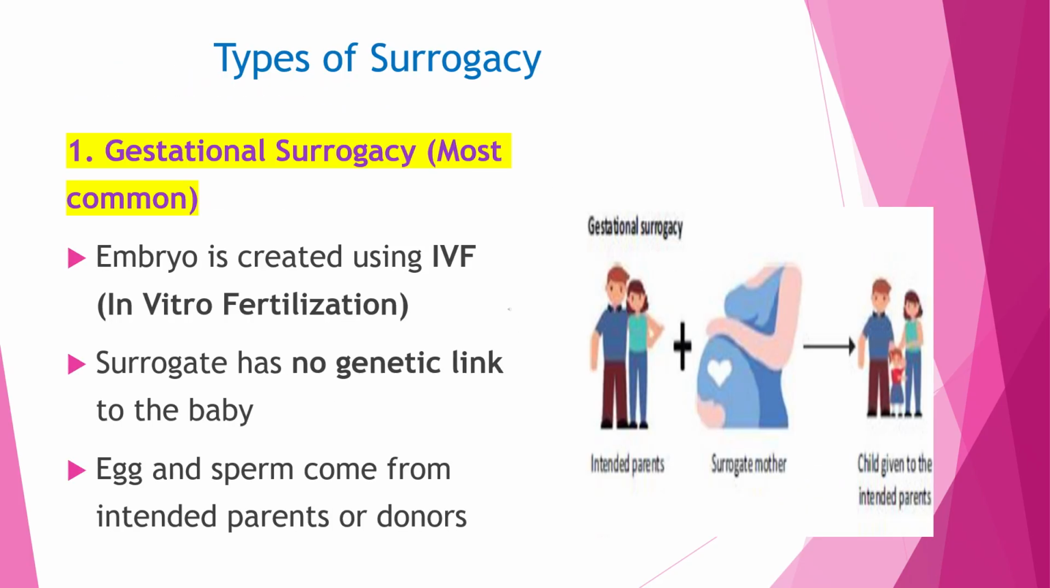Next, we will see the types of surrogacy. Gestational surrogacy is the most commonly used type of surrogacy. In this method, the baby is created in a lab using IVF, where the egg and sperm are combined outside the body to form an embryo. This embryo is then placed into the surrogate mother's uterus. The important thing to understand is that the surrogate mother has no genetic connection to the baby. The egg and sperm usually come from the intended parents, or sometimes from donors if needed.